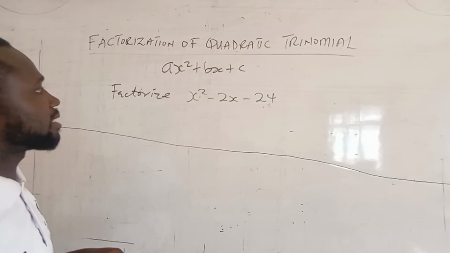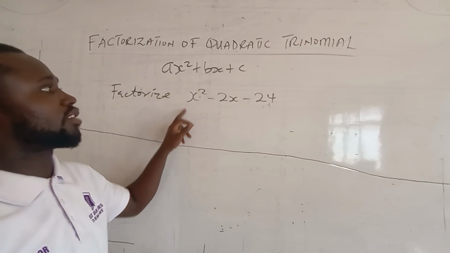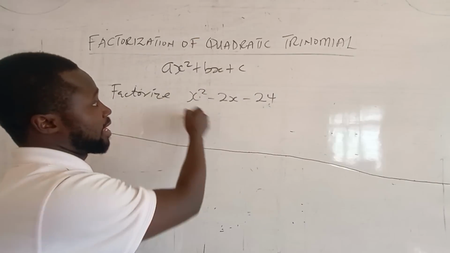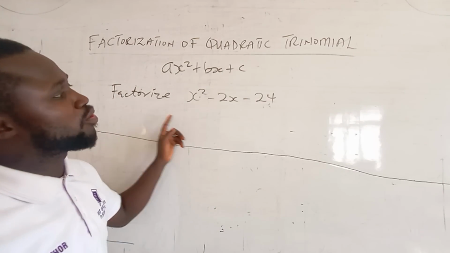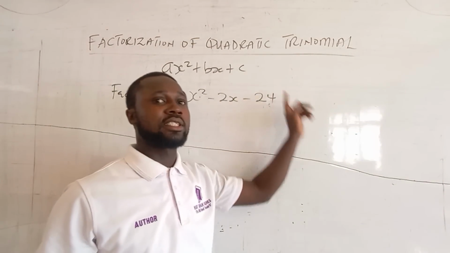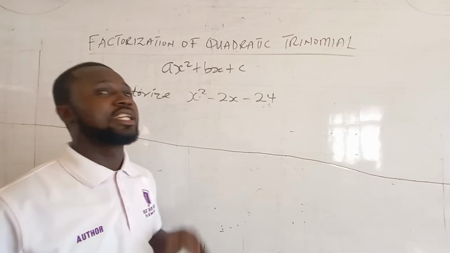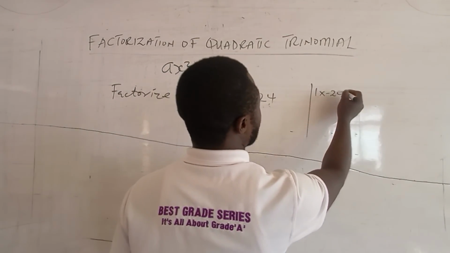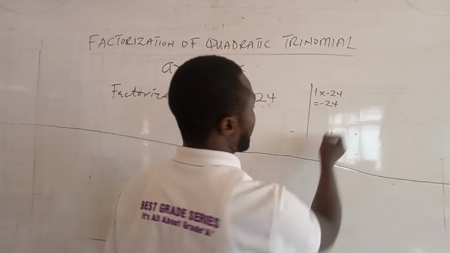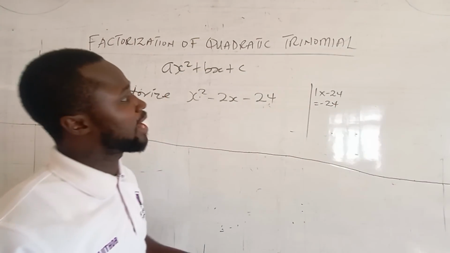So here the first step is to take the coefficient of the x squared. The coefficient of the x squared tells how many times you have x squared. X squared is only 1, so the coefficient of the x squared is 1. Then you multiply by the constant. The constant is what? Minus 24. So 1 times minus 24 is going to give us minus 24. With the result that you get, you then find two numbers.